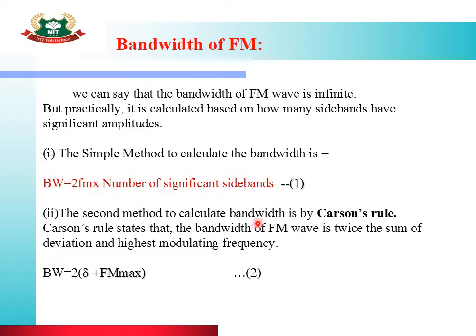And the second method is nothing but the Carson rule. It is the most important question which will be asked in the examination for a total of 2 marks. The second method to calculate the bandwidth is by Carson's rule. कौन सा रूल है? Carson rule.